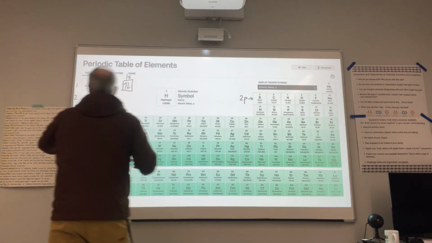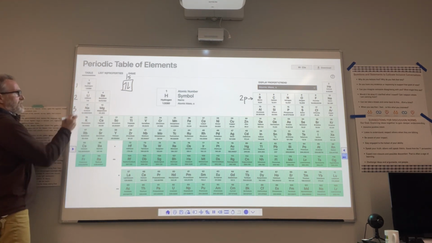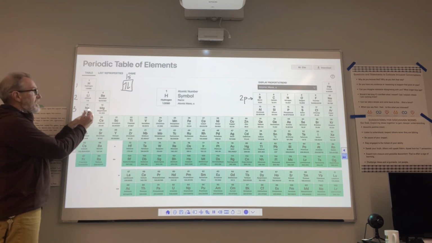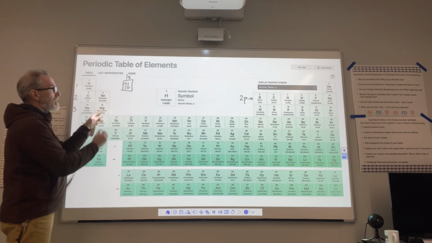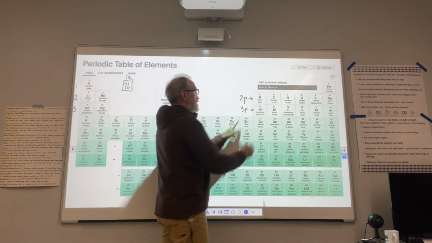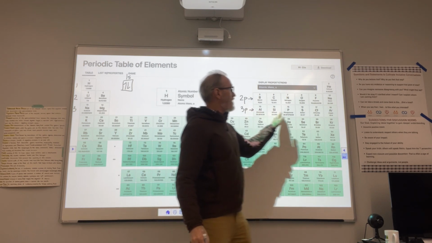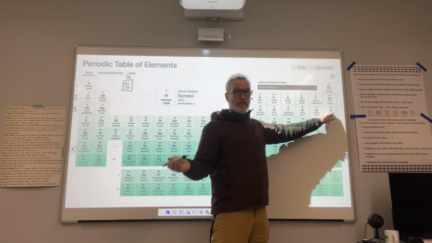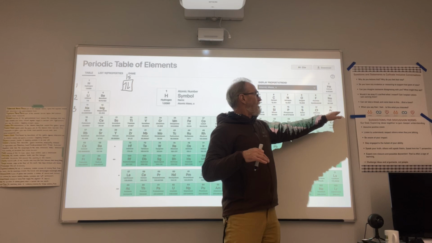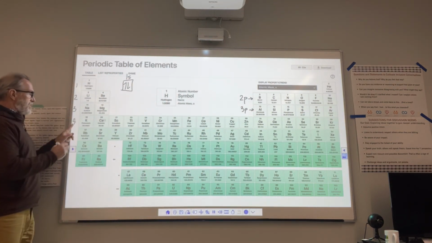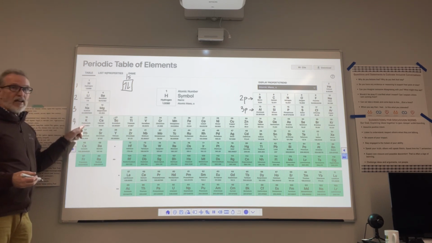The next place we go is to the third main energy level, and we start with an s sublevel. We put 1 in the 3s, 2 in the 3s. Then we jump over here and we start going into the 3p. We go all the way across with 6. We get to argon, the next noble gas. We've completed the third main energy level at that point, and we go down to the next period and start the fourth main energy level with an s.